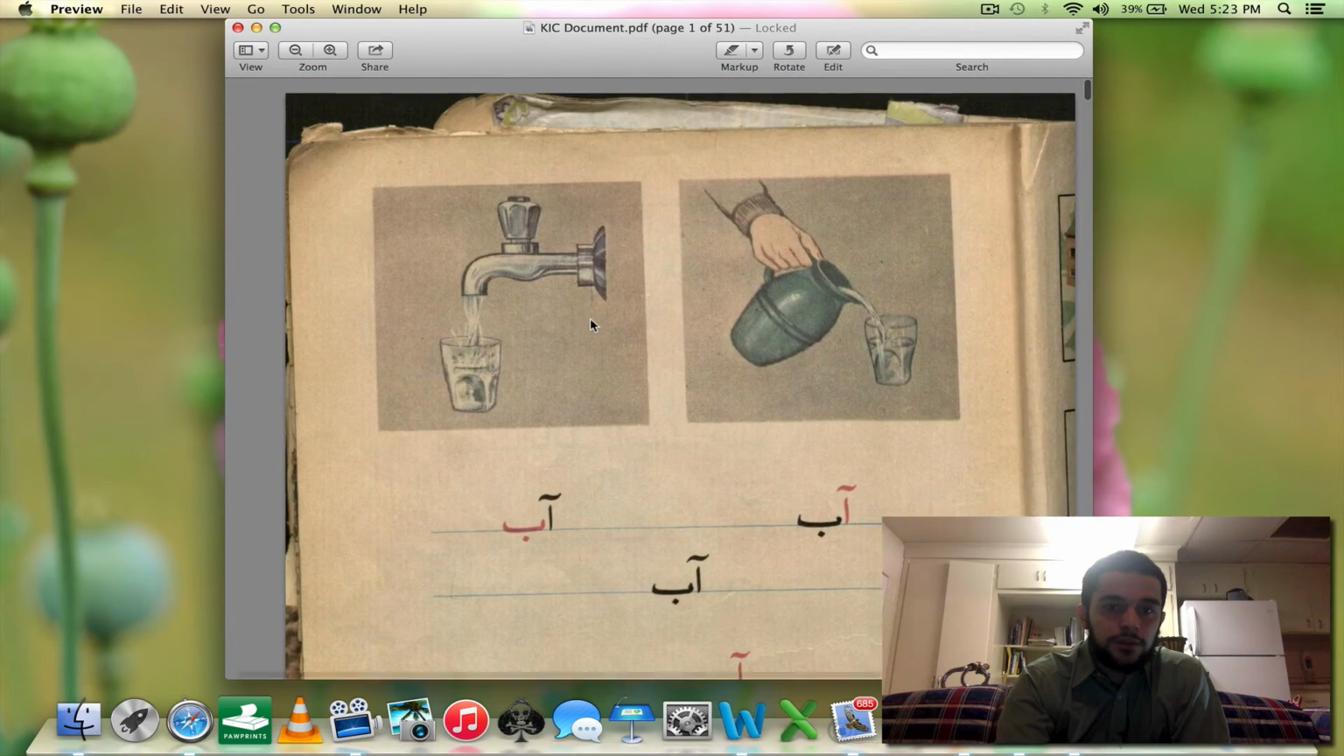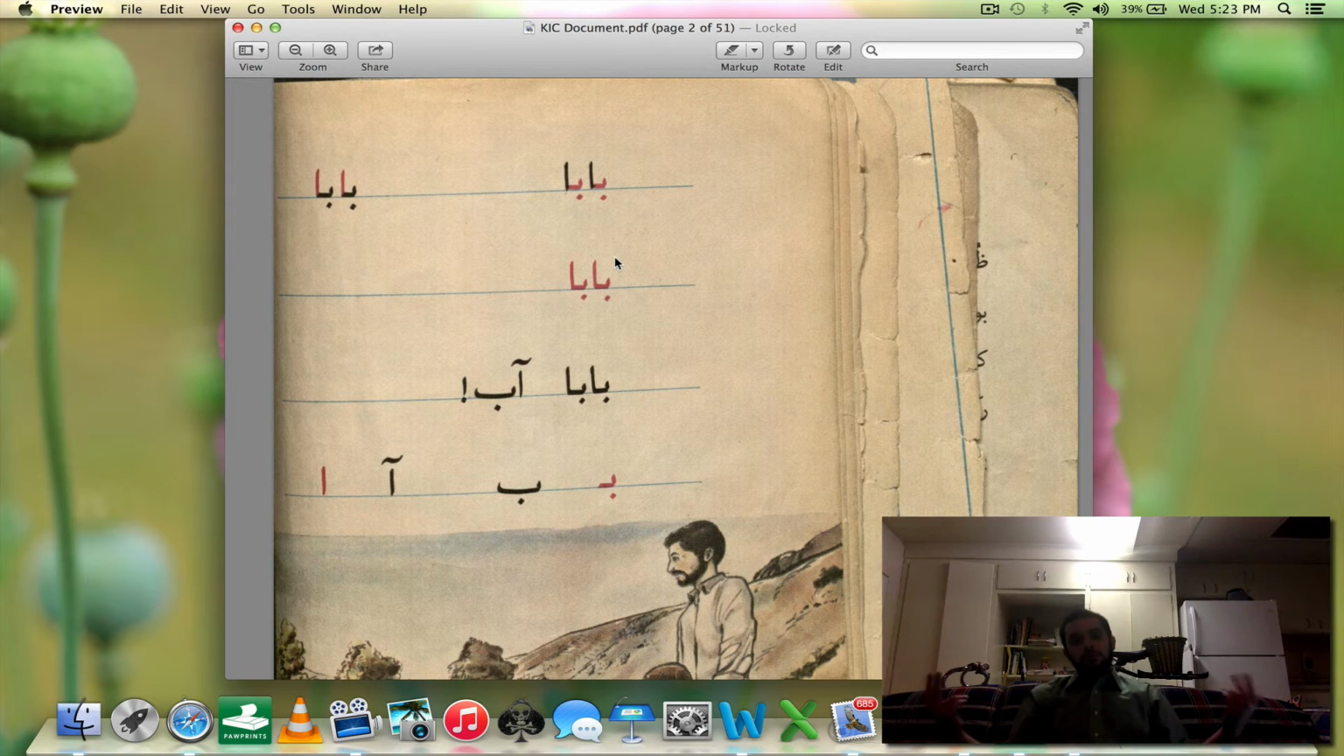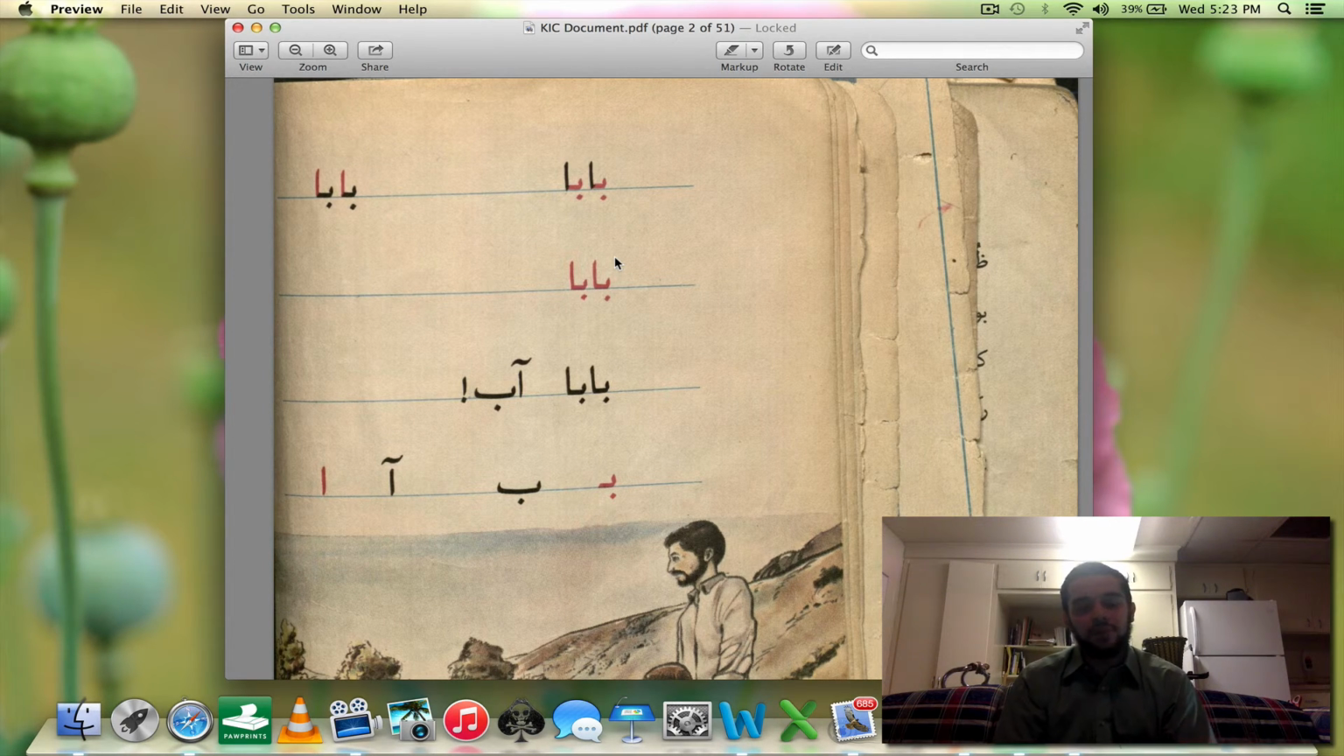So Baba means dad, Ab means water. So we just used one word we learned and learned a second word. So you already know 2 words. Baba, Ab. Baba means dad, Ab means water. Remember, we read right to left, not left to right. So be, dot, dot, ah.